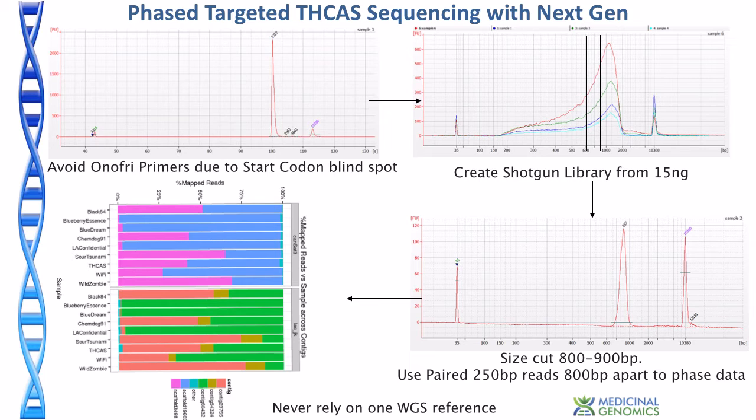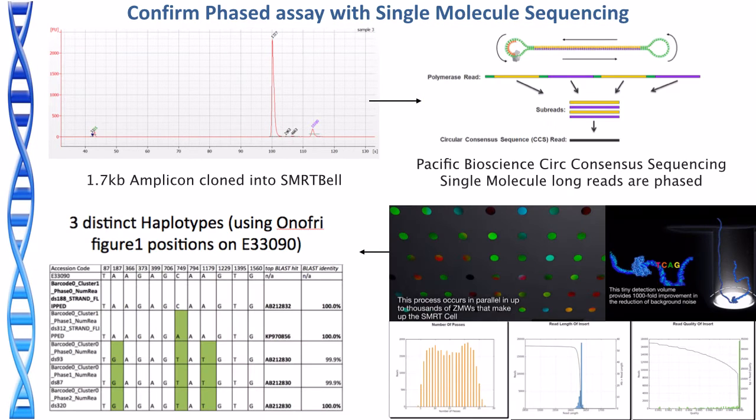Now, we do have to validate this. This is a new technique for phasing stuff with Illumina across 1,700 bases of highly polymorphic regions, and so the best way to validate this is to actually take these same amplicons and run them through another sequencing technology called Pacific Biosciences and use their circular consensus sequencing to derive a haplotype-specific answer.